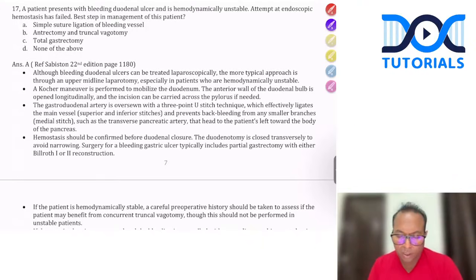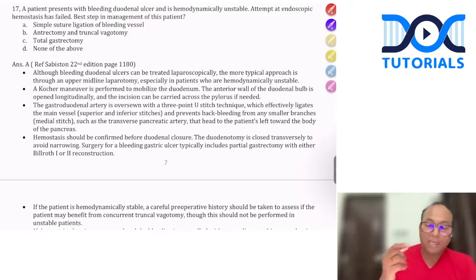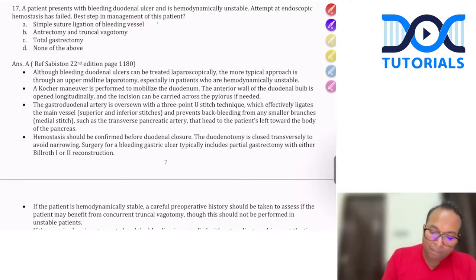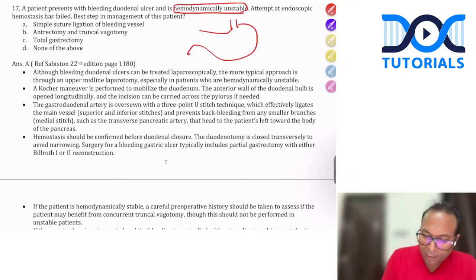A patient presents with a bleeding duodenal ulcer and is hemodynamically unstable. Attempt at endoscopic hemostasis failed 2 times, so it's an indication for surgery. During surgery, for a patient who is hemodynamically unstable, we open the duodenum horizontally.